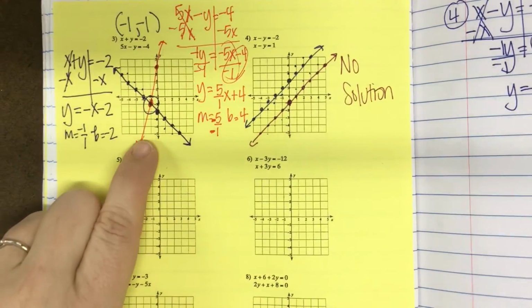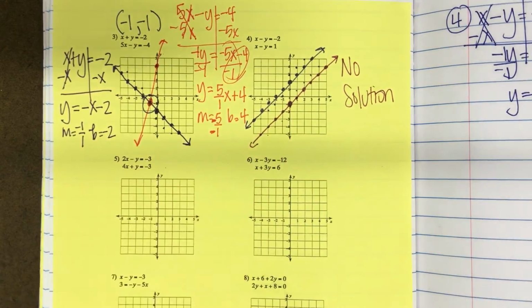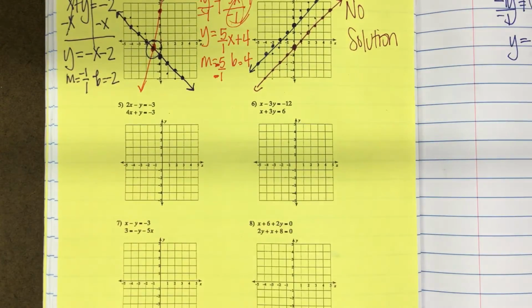Over here, these are intersecting lines because they have different slopes and y-intercepts, right? They're different lines.